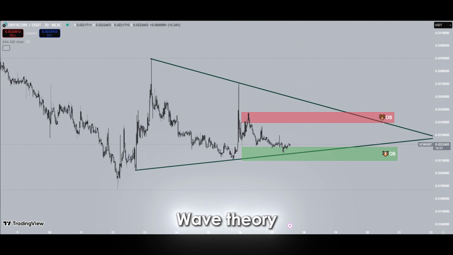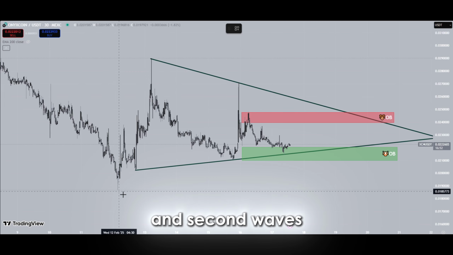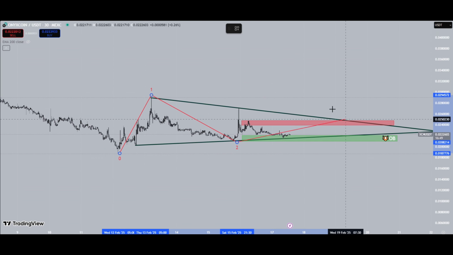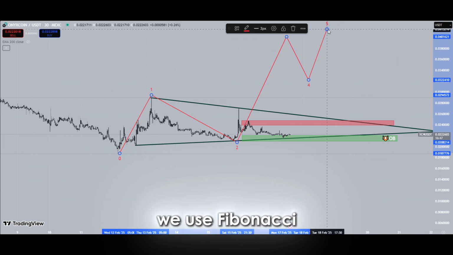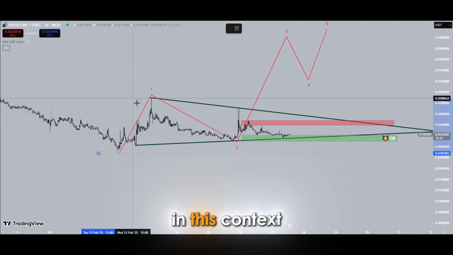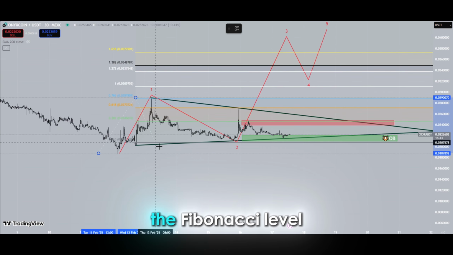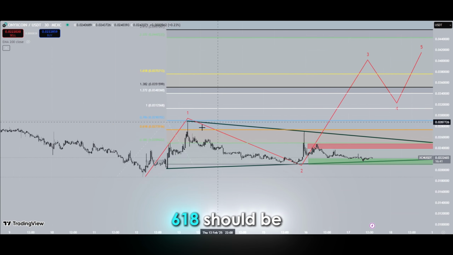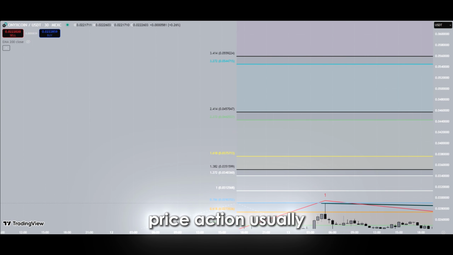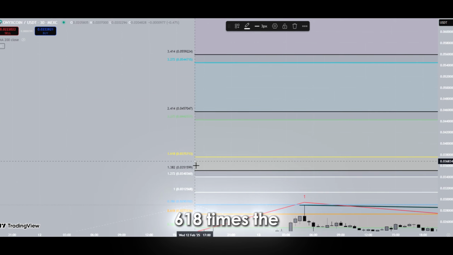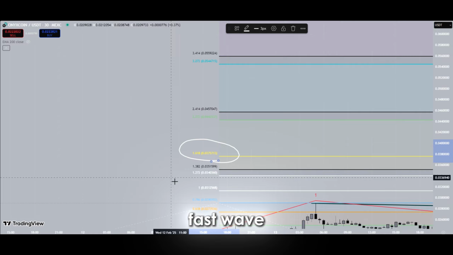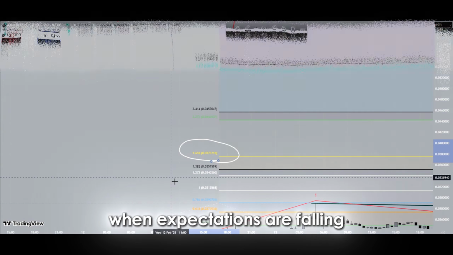According to Elliott wave theory, after the first and second waves are completed, the third wave is usually the strongest and longest. In technical analysis, we use Fibonacci expansion levels to determine the target of the third wave. In this context, at least the Fibonacci level of 1.618 should be targeted for the third wave. That is, the price action usually rises 1.618 times the length of the first wave. And the third wave is a fast wave that comes suddenly when expectations are falling.